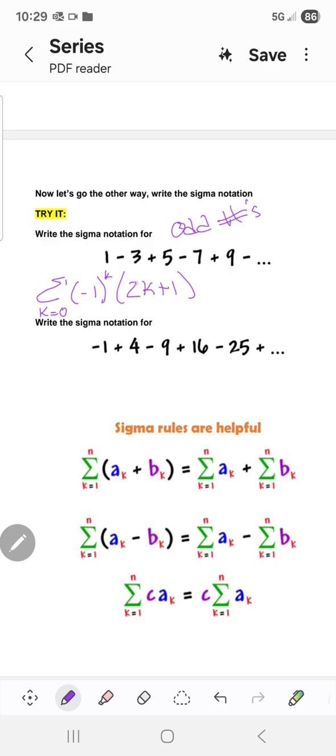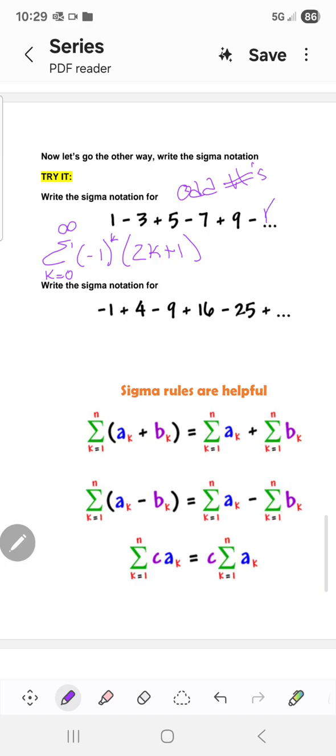So let's see if this works. -1 to the 0 power. Anything to the 0 power is 1. 2 times 0 is 0 plus 1. So 1 times 1 gets me 1. That works. And it goes on forever. That's why we have the infinity.